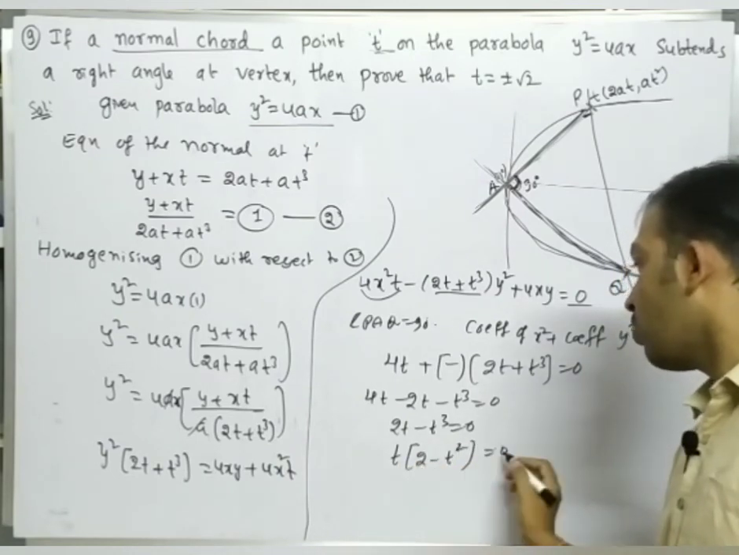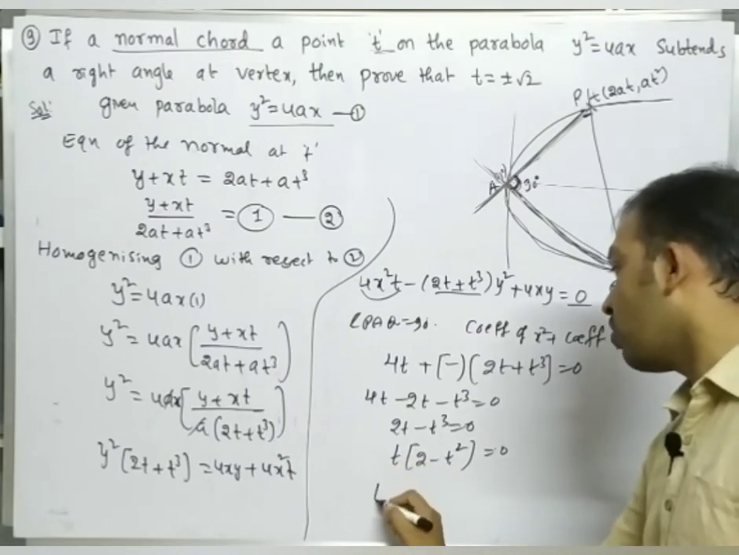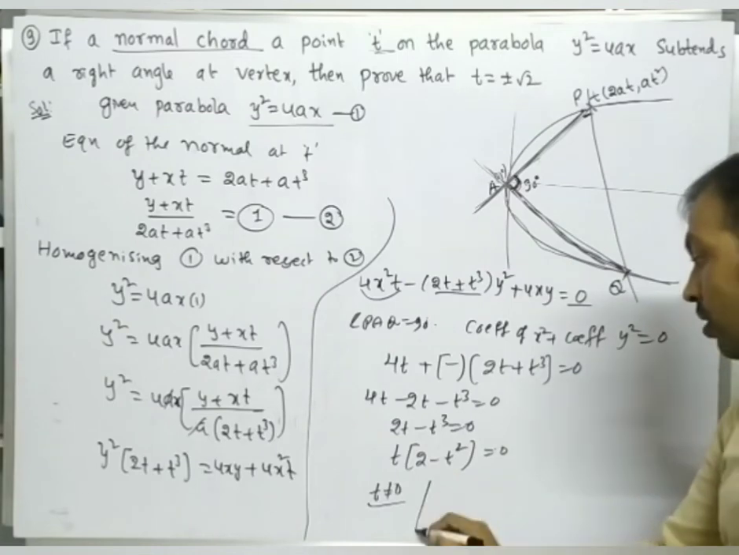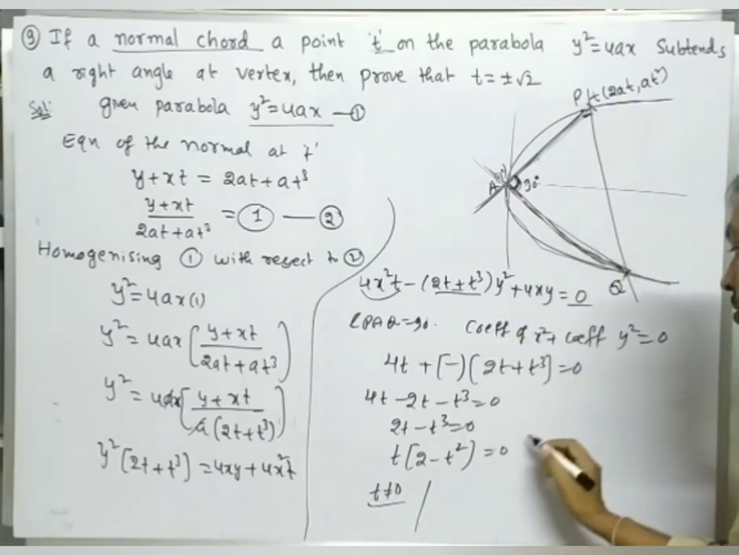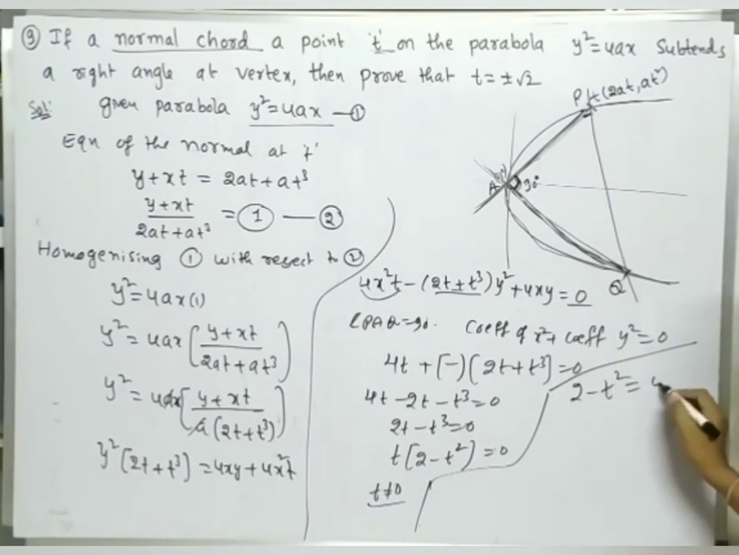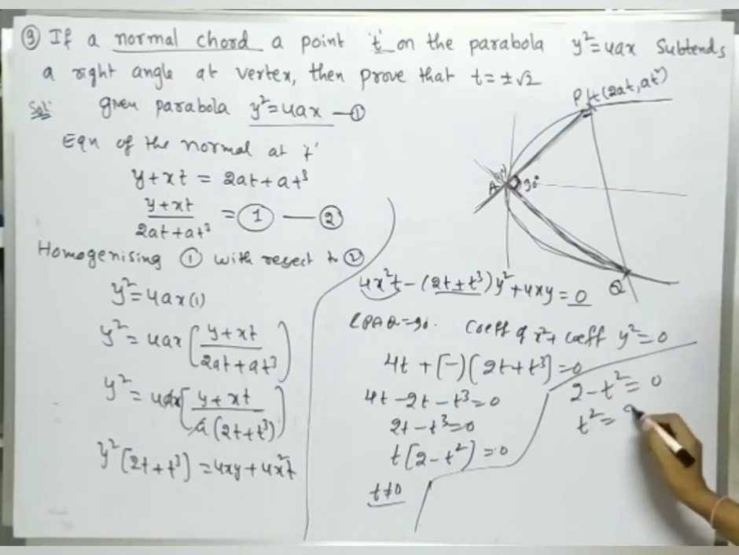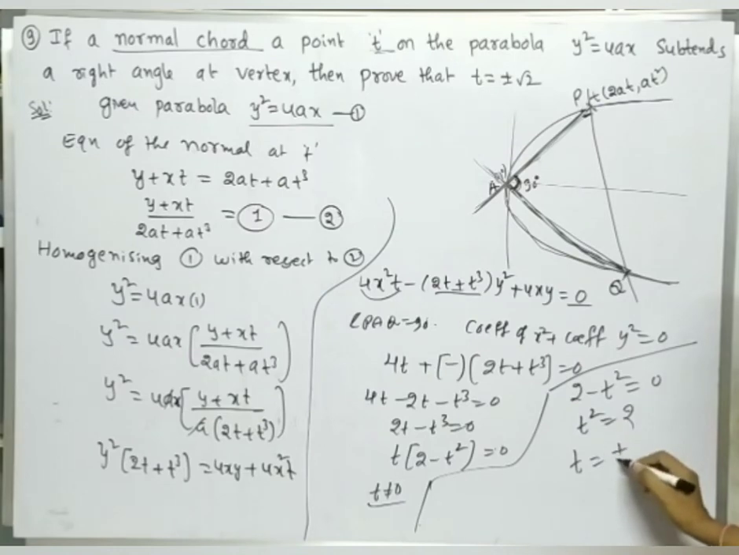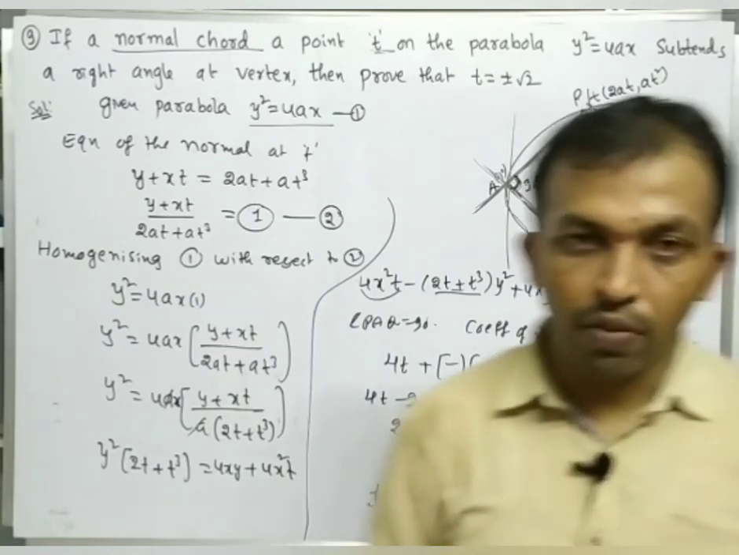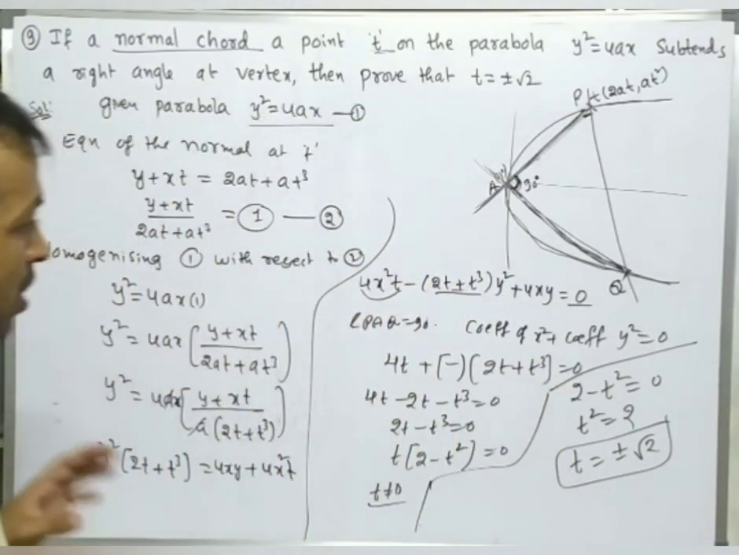So the product of these two terms is 0. t equal to 0, but t should not be 0, since t is a point here. So then 2 minus t square must and should be 0. So t square is equal to 2, then t is equal to plus or minus root 2. So this is the condition, right? So like this we have to solve the problems clearly.